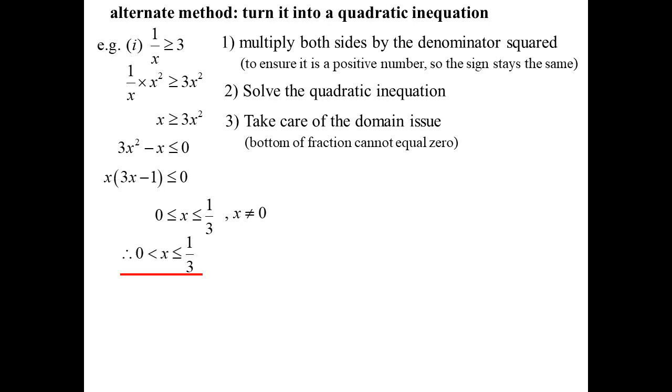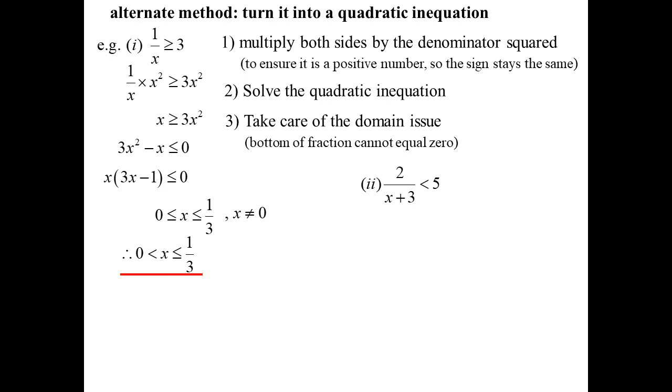Take care of the domain issue, because that's the other thing. By doing it this way, you tend to forget, because notice, I've got equal to as well. Because when I solve this equation, I've got equal to. But x can't equal 0. It's on the bottom of the fraction. So I now have to remember that as well. So x can't equal 0. In other words, there's our solution.